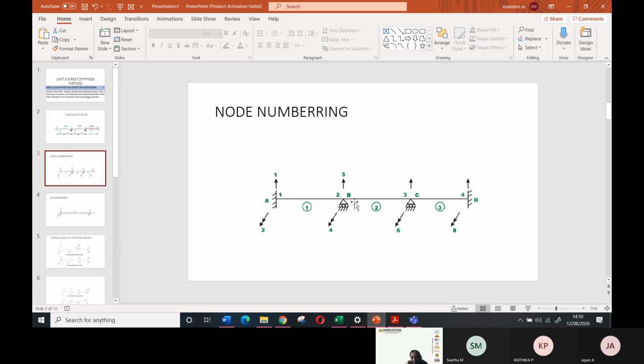So in the case of beams, we won't talk about horizontal translation, because the beam will not, as such, deflect in the lateral direction. Lateral restraints are more, resistance is more, so it will not move in the horizontal direction. So we are considering only two things: one is the vertical translation, another one is the rotation.